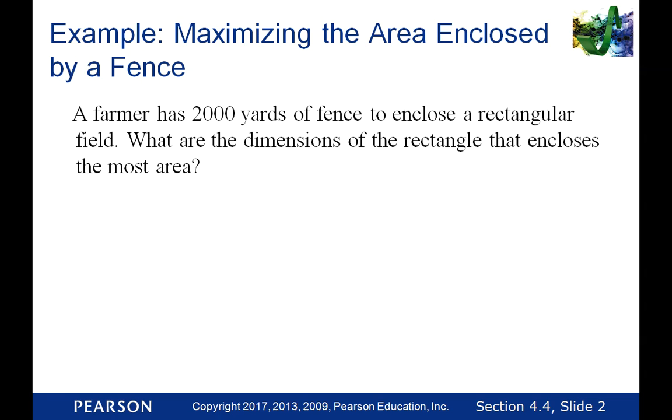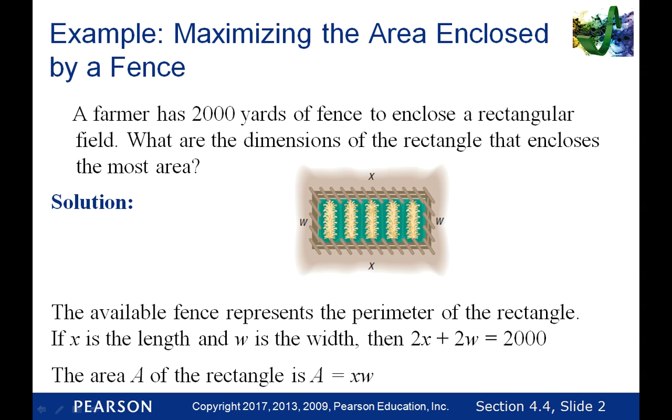Anytime you have a word problem, one of the best tools is to draw a picture. Here we have a rectangular field with a width and a length. They chose W for width and X for length. I would use L for length. The available fencing comes from the perimeter of the field: 2X plus 2W, or 2L plus 2W, is equal to 2,000. We know that's the perimeter of a rectangle.